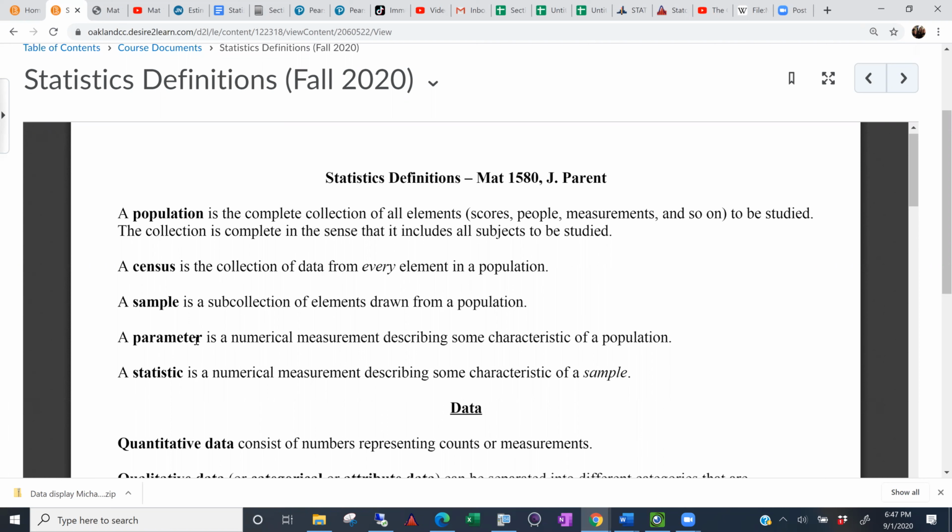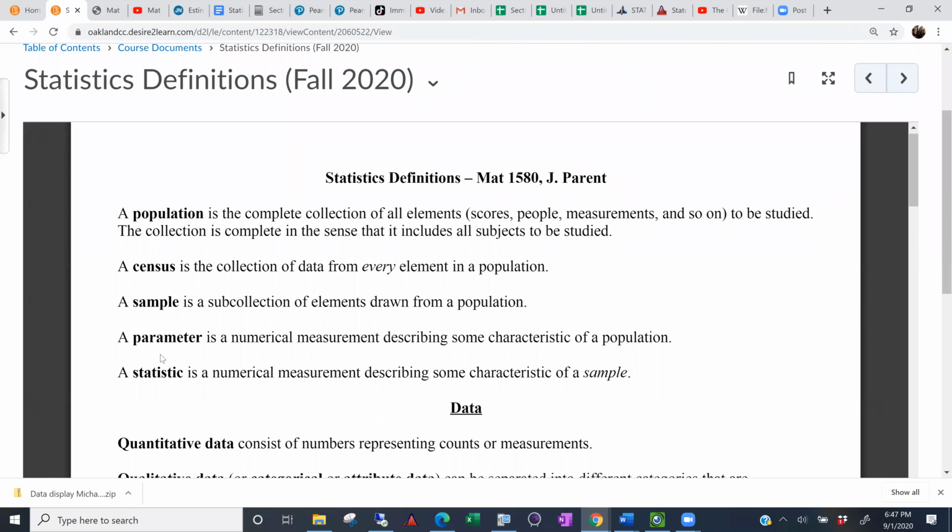Now, what do you do with all that data that you collect? Well, if you take a census and then you calculate some numerical measure that describes that census, maybe like an average, then that number that you get is called a parameter. That same calculation based on sample data is called a statistic. So if you have a census and calculate some numerical measurement from that data, it's a parameter. If you have a sample, then you get a statistic.